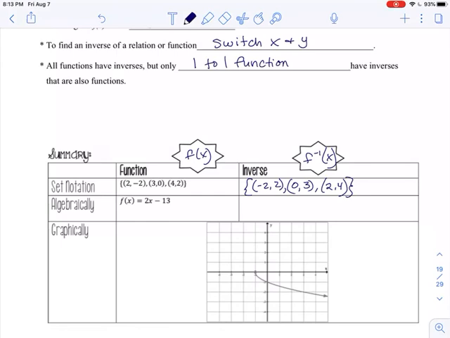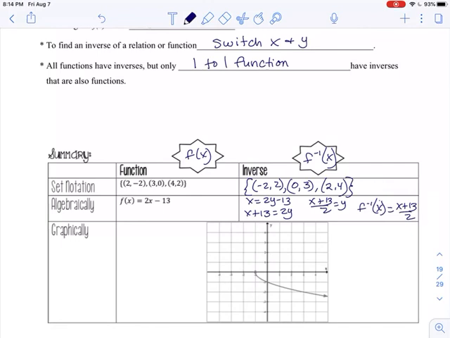Algebraically, I have to switch the x and the y and then solve for y, and divide by 2. So basically, it would be x plus 13 divided by, I lost my equal sign. Let's start over right there. Okay, so it would be x plus 13 over 2 equals y. So just to write it in inverse notation, x plus 13 over 2.